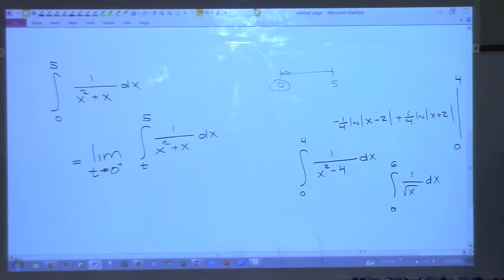Yes? Earlier when you did sine of x, you said it diverges, but if you were to shift that up so the bottom didn't have a negative? Yeah, it would still diverge because the area is still oscillating. It's still not headed to one thing. It's still going back and forth.